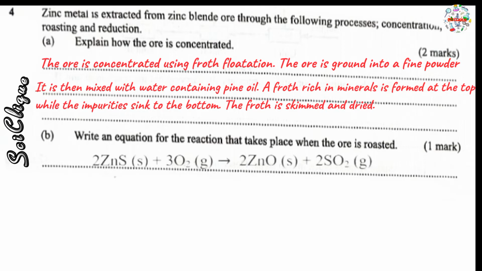So if you were to react zinc sulfide with oxygen, and that is what roasting means, it simply means heating of a substance in the presence of oxygen and under very high temperatures. So if you were to react zinc sulfide with oxygen under high temperatures, it's going to form zinc oxide plus sulfur(IV) oxide. And there we have our equation.